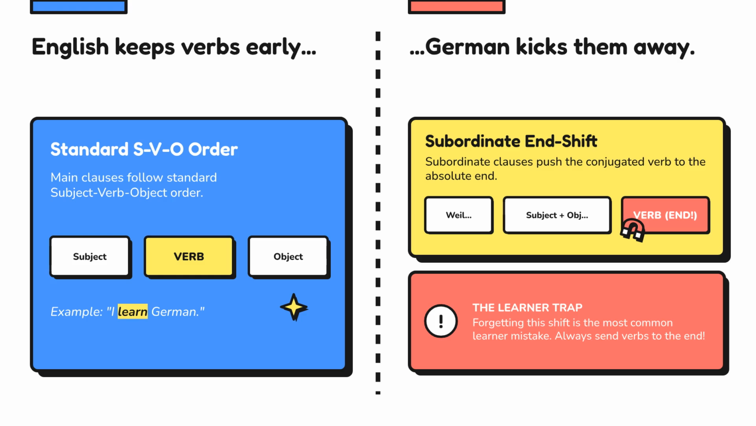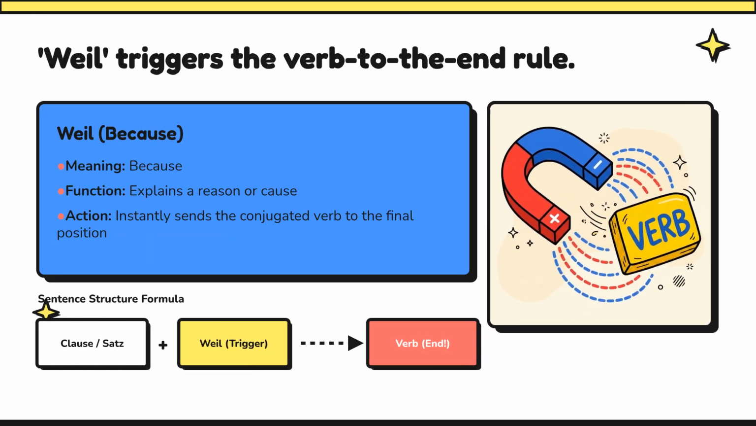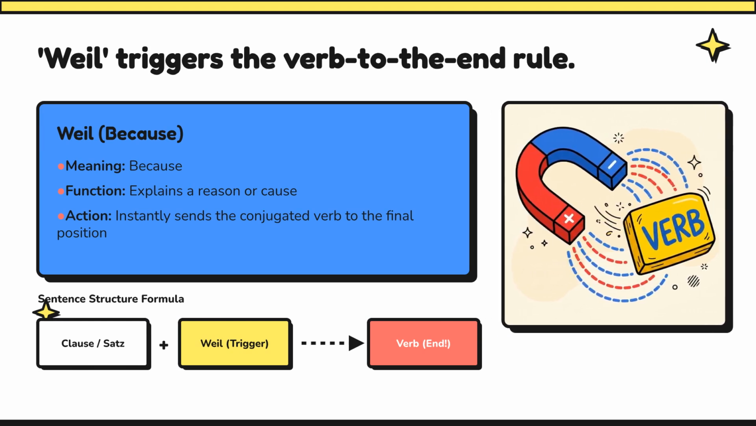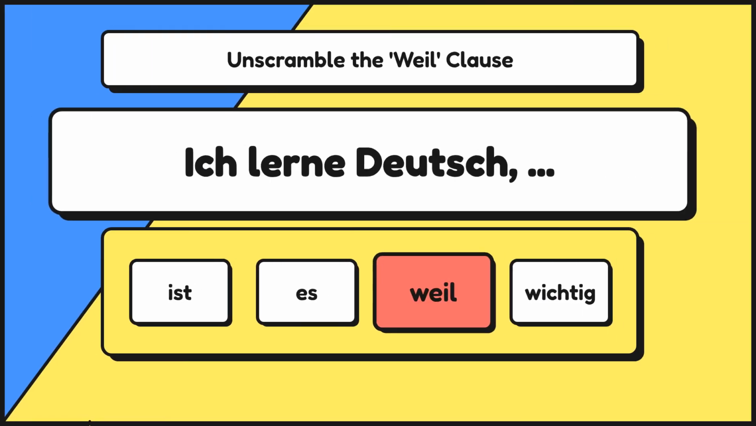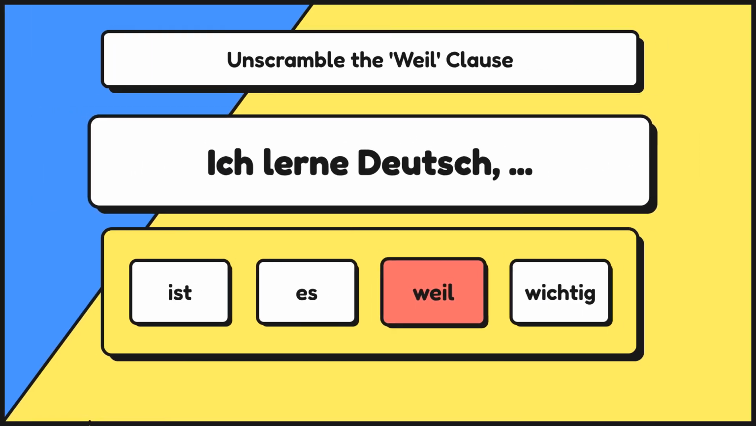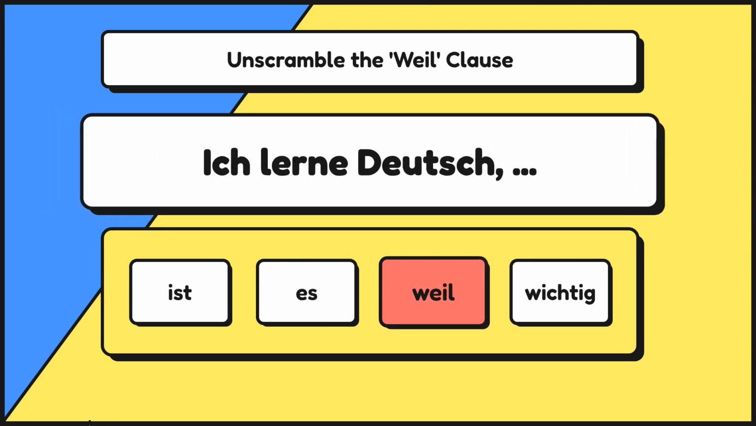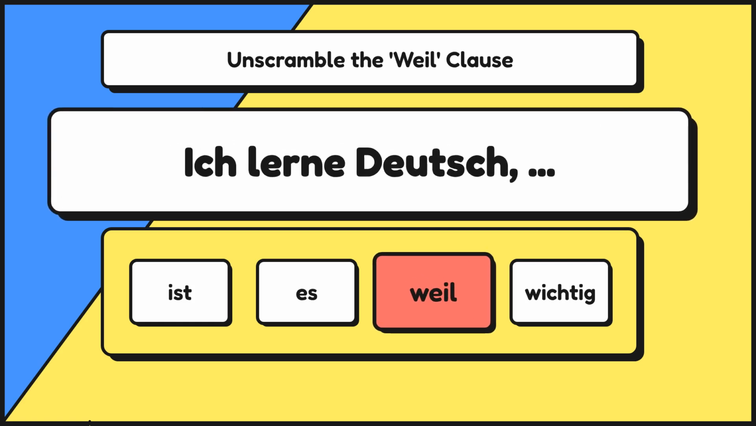Let's stop doing that. Our first trigger is weil, meaning because. It explains a cause and instantly forces the verb to the final position. Ready to play? Unscramble this sentence, Ich lerne Deutsch, with the words ist, es, weil, wichtig. You have 3 seconds. Go!